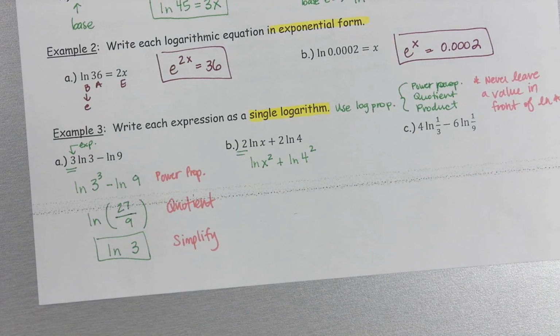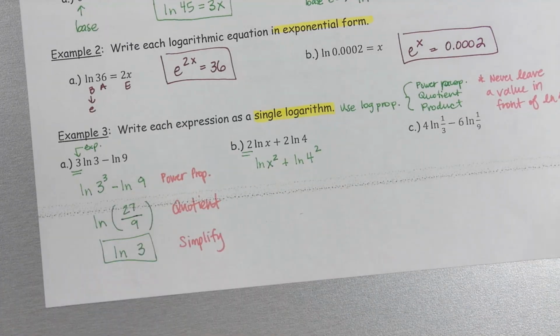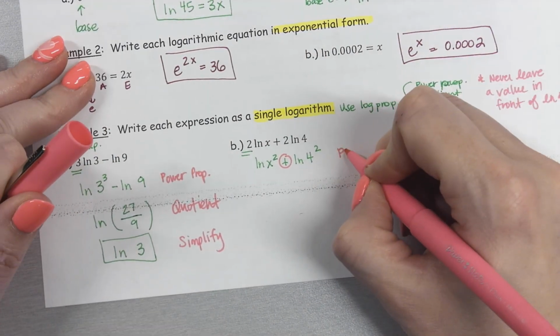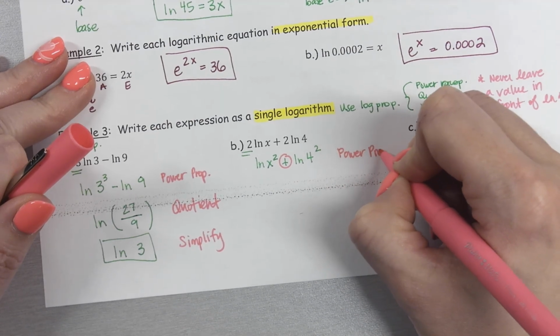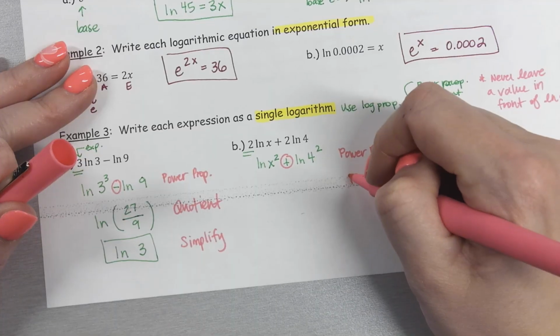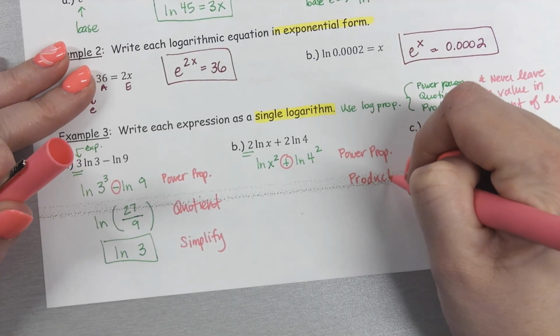So now once you've done that, the plus means we're going to use which rule? So first we use the power property. What did you guys use next? If you had plus, what did you use? Yes, the product. Now I want you guys to double check this.